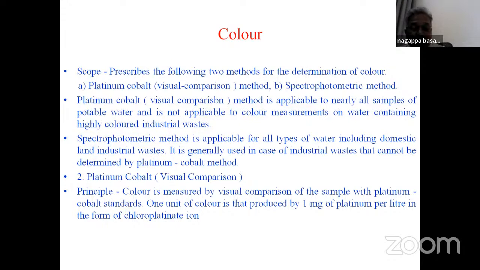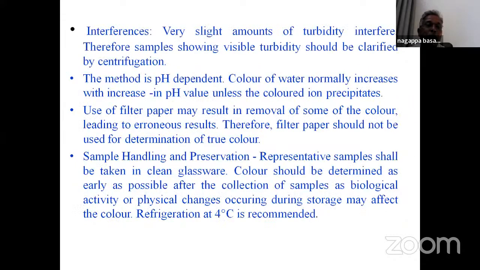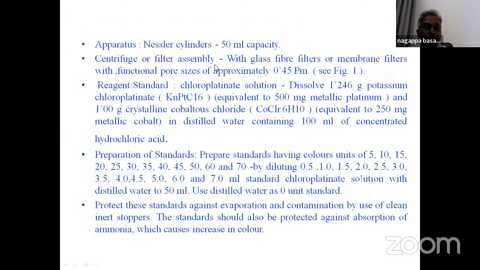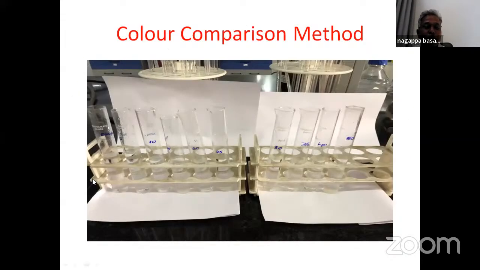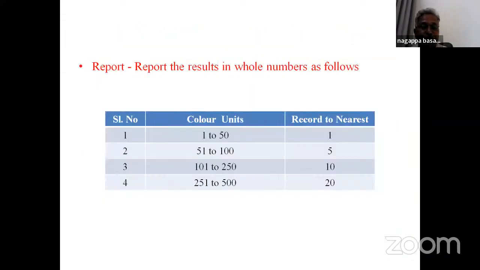Because it is expensive, people are not using it; some people do use it. For NABL, it is mandatory. Prepare a series of chloroplatinate solutions as standards and record the intensity of the color. We can also use the color comparison method: take the standard, put it on one side and the sample on the other, and compare the intensity of the color with the standard. This is called the color comparison method.